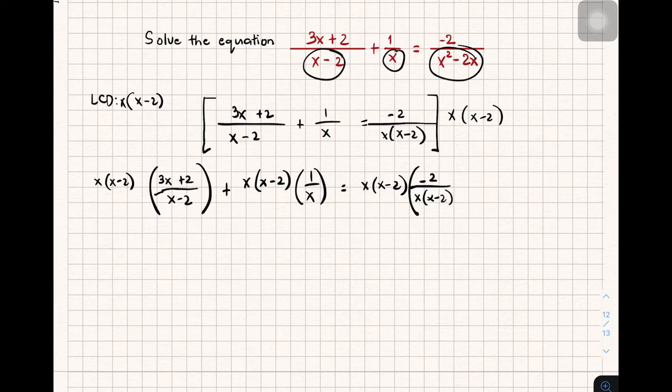Yung iba rito ang ginagawa nila, nidiretso nila yung cancellation. Pero sa video natin, papakita natin step-by-step process. So when you multiply this part, papansin niyo, meron tayong x minus 2 sa ibabaw at meron tayong x minus 2 sa ilalim. Ibig sabihin yun, we can cancel out this one and this one. Ang matitira na lang ay itong x. So we have x times 3x plus 2. Yan, para sa first term.